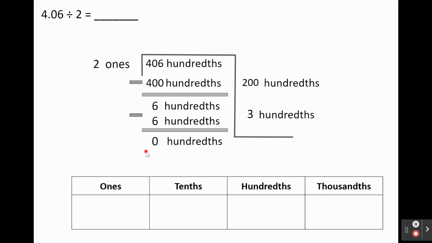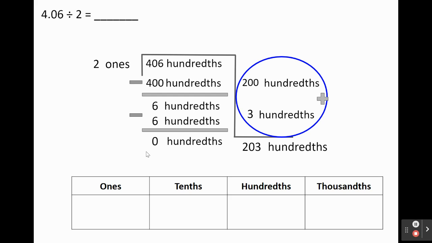The last step is to add up everything to the right. 200 hundredths plus 3 hundredths is 203 hundredths. We can rewrite this in standard form by placing the 3 in the hundredths place, since the 3 is the last digit. The 0 is regrouped to the tenths place, and the 1 is regrouped to the ones place. Remember, the decimal point always goes between the ones and the tenths place. So our answer is 2 and 3 hundredths.